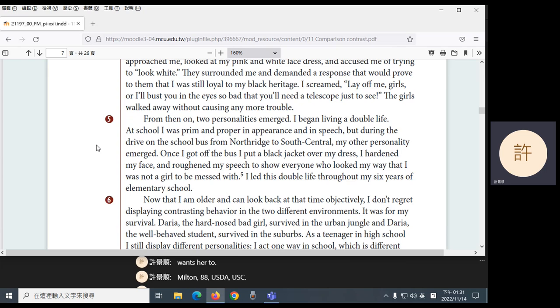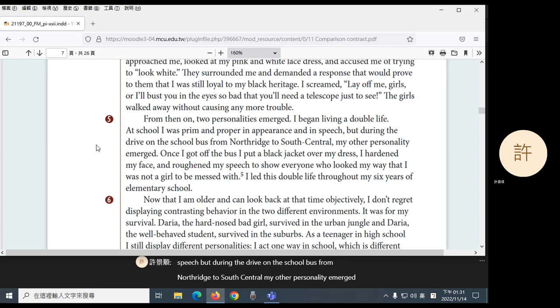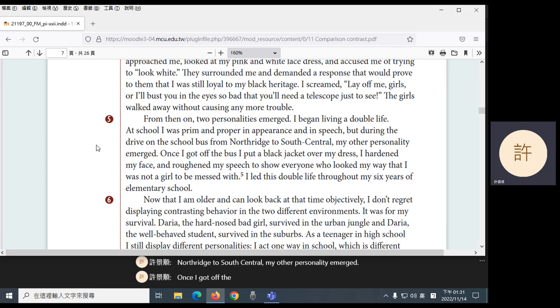From then on, two personalities emerged. I began living a double life. At school, I was prim and proper in appearance and in speech. But during the drive on the school bus from Northridge to South Central, my other personality emerged. Once I got off the bus, I put a black jacket over my dress. I hardened my face and roughened my speech to show everyone who looked my way that I was not a girl to be messed with.